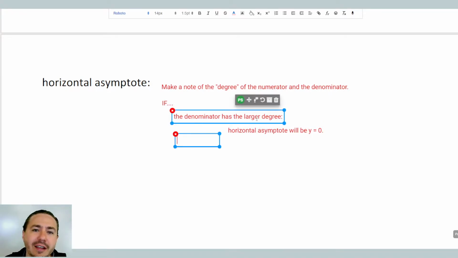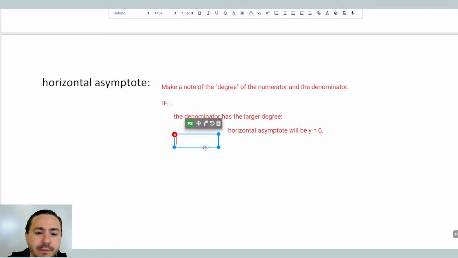Now, the reason for that is because if the denominator has the larger degree, then its rate of increase is going to be larger than the numerator. And so what I mean by that is as x gets larger and larger, the denominator's size is going to get way bigger than the numerator. In fact, the difference between the value of the denominator and the value of the numerator will increase. And so as the denominator gets tremendously bigger than the numerator, then the entire value of that is going to approach 0. So that's why the horizontal asymptote will be y equals 0.